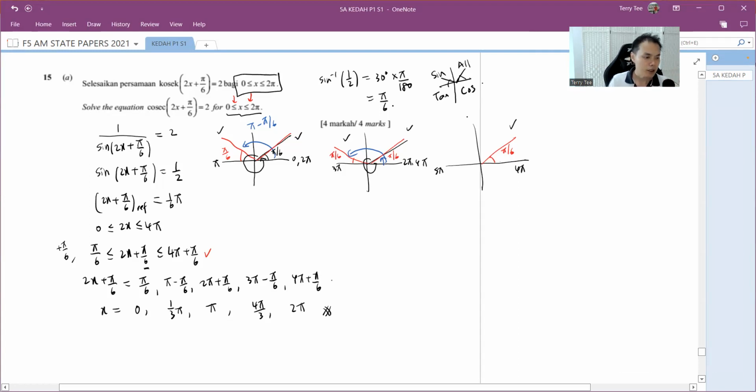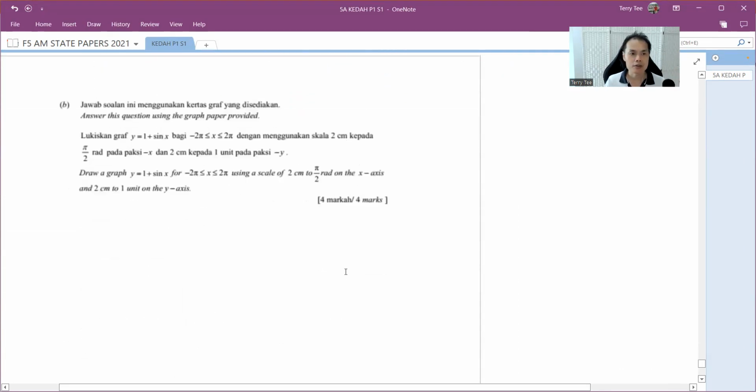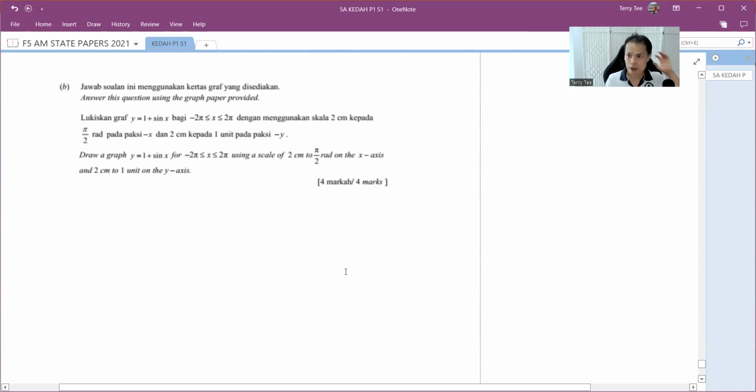Okay, this is the first part. Now let's look at the second part. In the second part, you have to sketch a graph, draw a graph actually. Normally, historically in SPM, it's always been sketching, not drawing a trivial graph. But this question asks us to draw, so I'll just draw it.